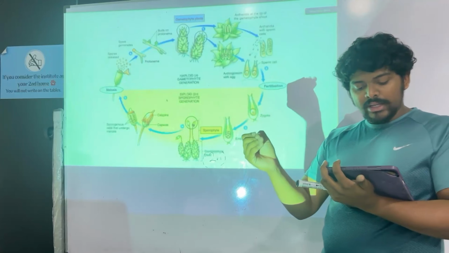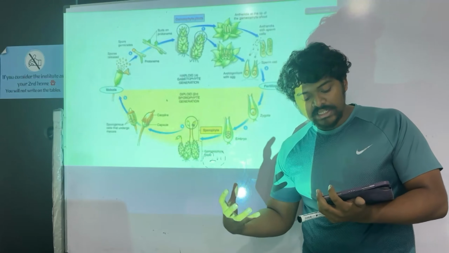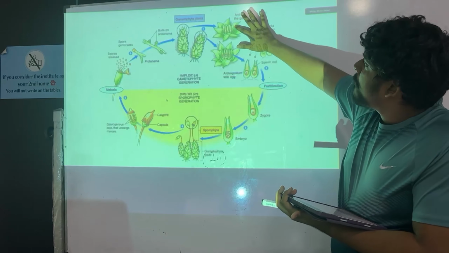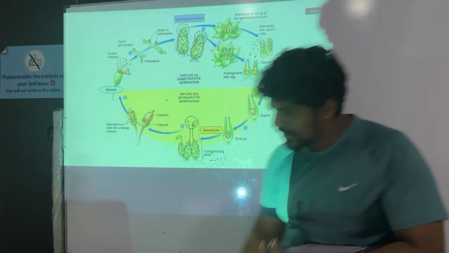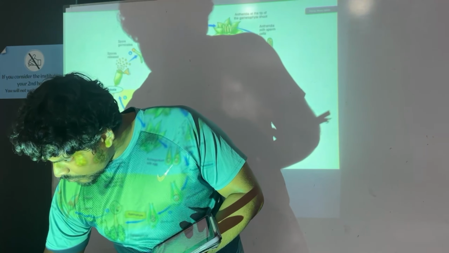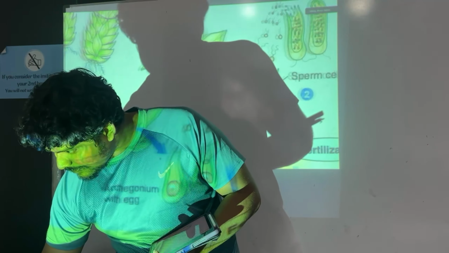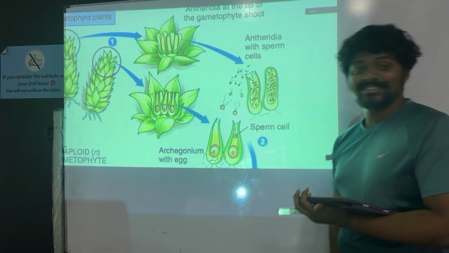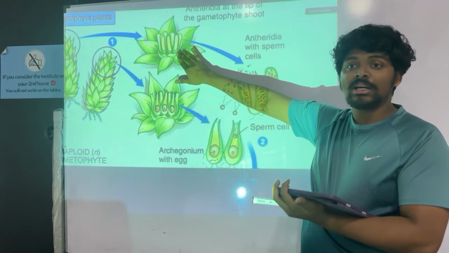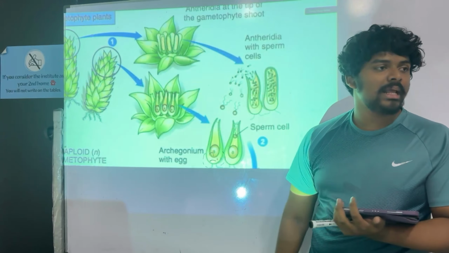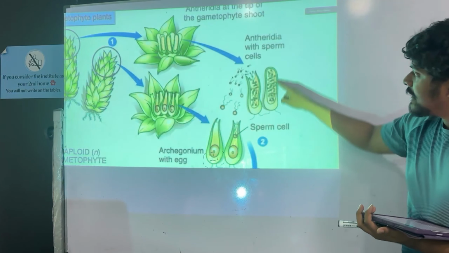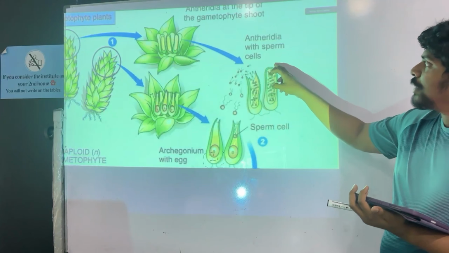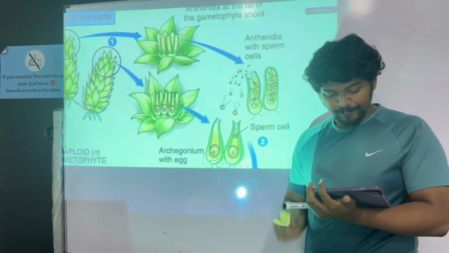Mature male gametophytes produce antheridia in which several sperms are produced. So this is the mature male gametophyte with antheridia. Let's see whether I can zoom in. Oh yes, I can. Nice. Right. So this is the mature male gametophyte, mature female gametophyte. Mature male gametophyte is producing what? Countless sperms. So several sperms are produced by the mature male gametophyte.